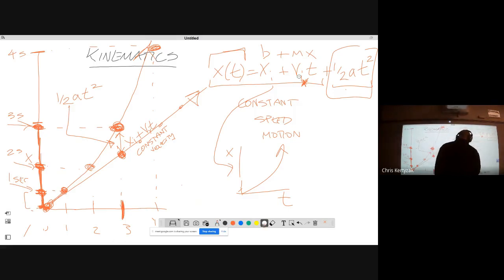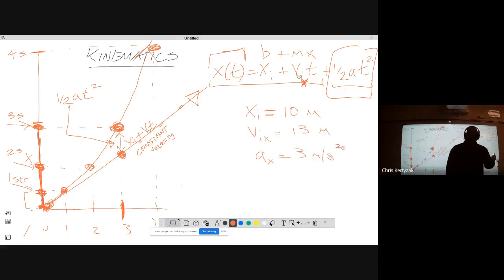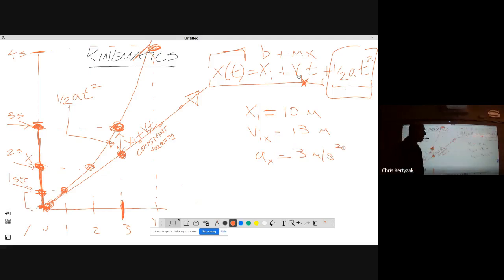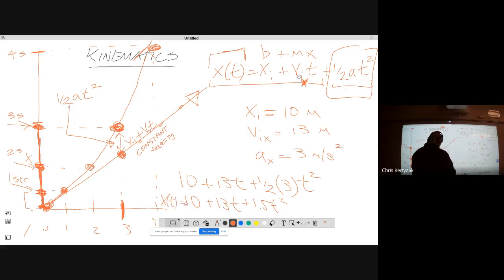Let me also point out, there might be problems where the x initial is, like I was just doing, let's just say x initial is 10 meters. The initial velocity is 13 meters per second, and the acceleration of the runner is 3 meters per second squared. What does this actual model that I have on the top right numerically look like? Then this is x equals 10 plus 13t plus 1/2 times 3 times t squared. Then 10 plus 13t plus 1.5t squared. This is now the correct model for that particular runner.